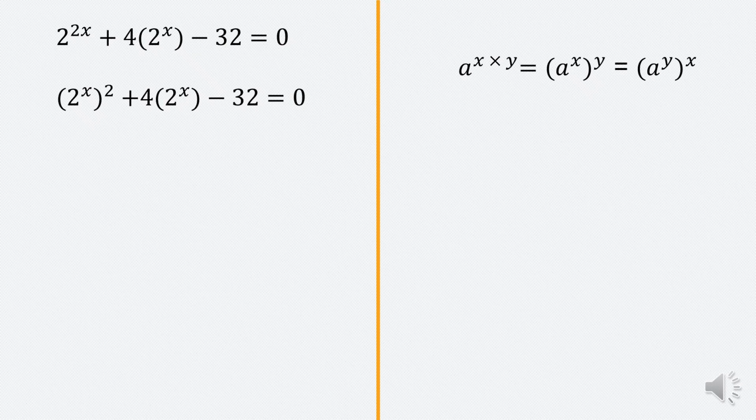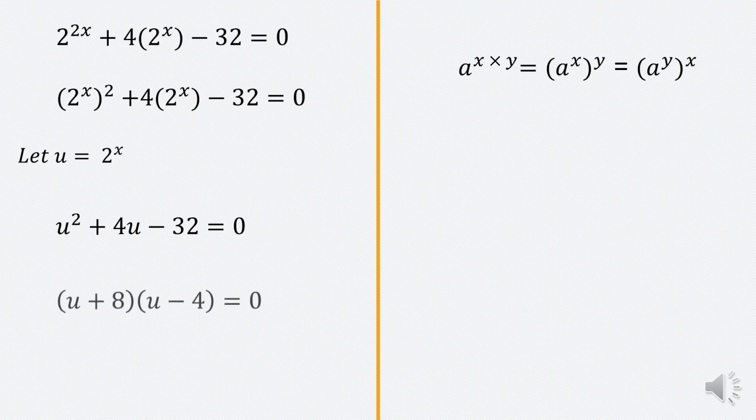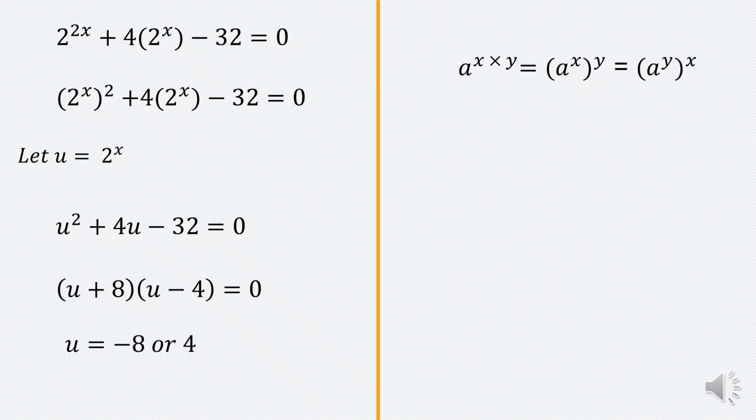Now the next step is to replace 2 exponent x with a variable. So let u equals 2 exponent x, and from there we can rewrite our equation as u squared plus 4u minus 32 is equal to 0. Factorizing that, I have u plus 8 times u minus 4 is equal to 0. And the next step is to solve for u. So I have u as minus 8 or 4.